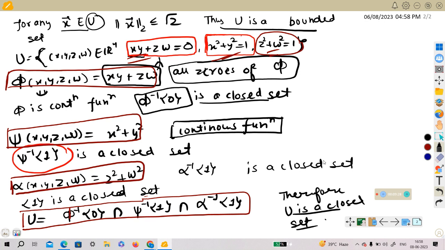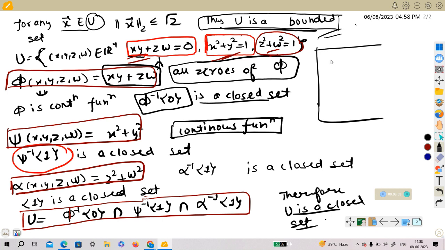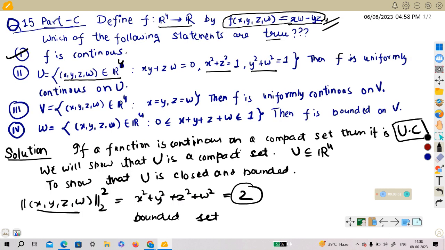We have shown that U is a closed set. We have already shown above that U is a bounded set. Thus U is a compact set, and a continuous function on a compact set is uniformly continuous. Therefore the second is true, F is uniformly continuous on U.